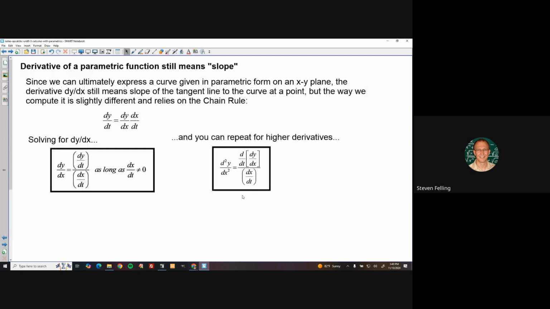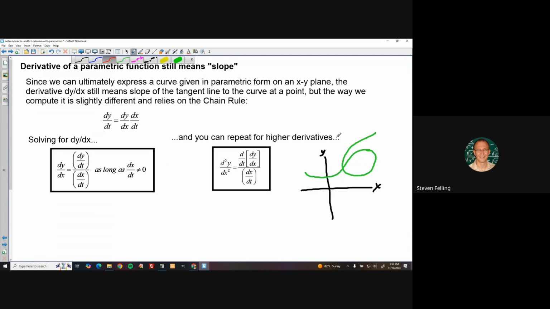All right, so the derivative of a parametric function still means slope, like it does for a regular function where y is a function of x, but the way we compute it is slightly different, and it relies on the chain rule. We're always graphing these curves on the xy plane. The parameter is a third variable that shows how y and x on the curve move. The plane itself is still y and x, even if it's some weird curve that loops around on itself.